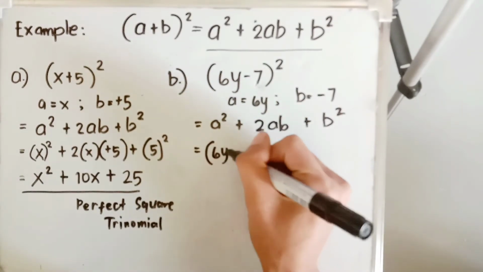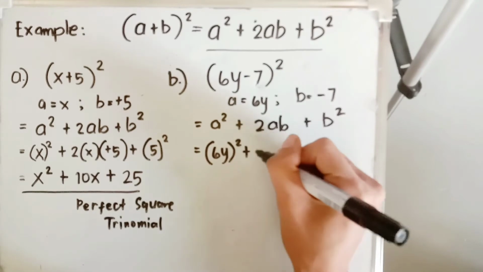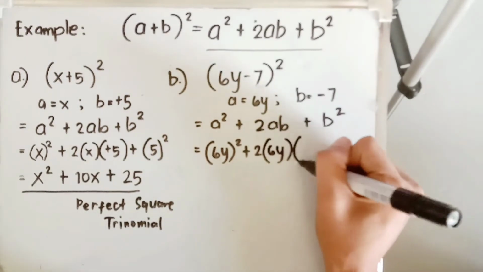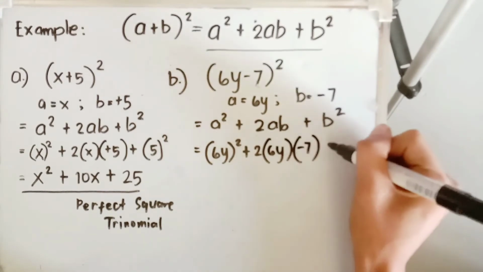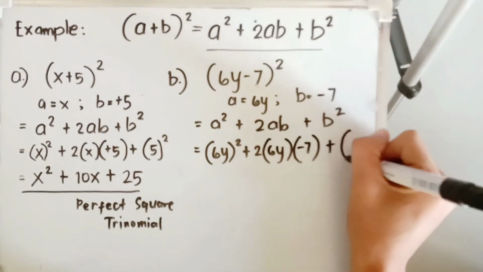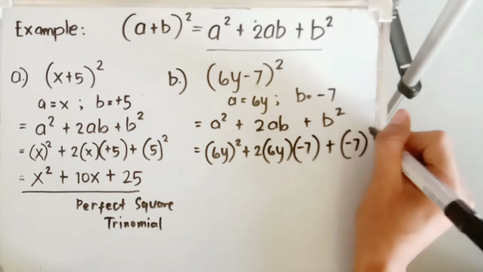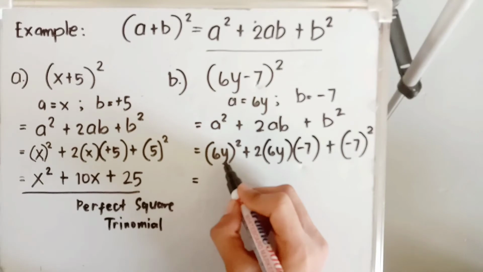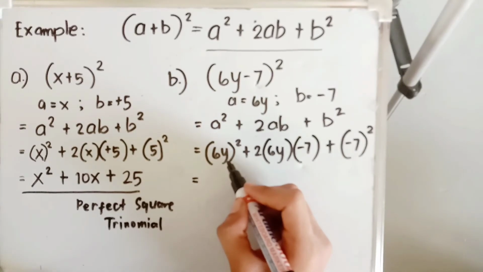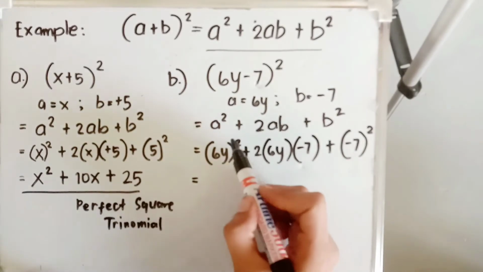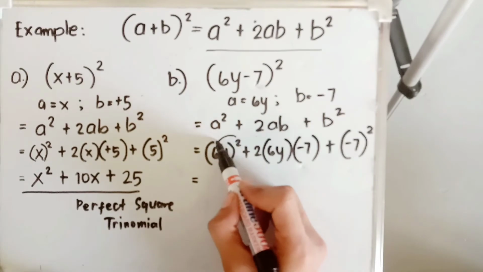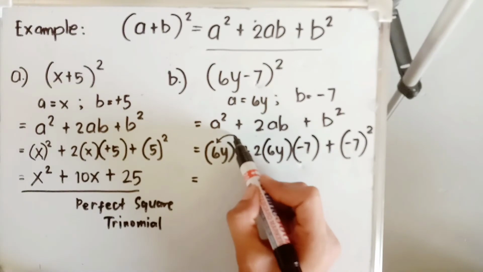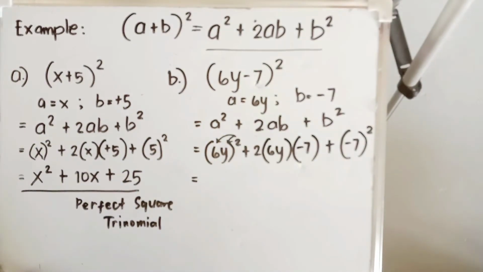Quantity 6y to the power of 2 plus 2 times your A, which is 6y, times your B, which is negative 7, plus the square of your b, negative 7 to the power of 2. So you have to simplify. 6y to the power of 2. You have to apply the power rule. That means distribute the exponent 2 to your numerical coefficient, and distribute 2 to your literal coefficient.